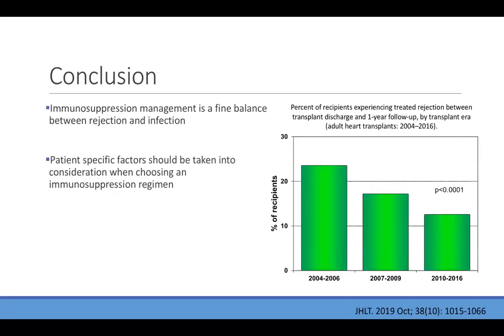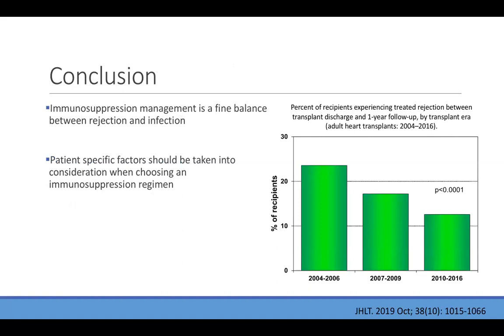So in conclusion, the management of immunosuppression is always a fine balance between rejection and infection. You'll want to find the appropriate dose and the right level for the patient. Always take patient-specific factors into play.